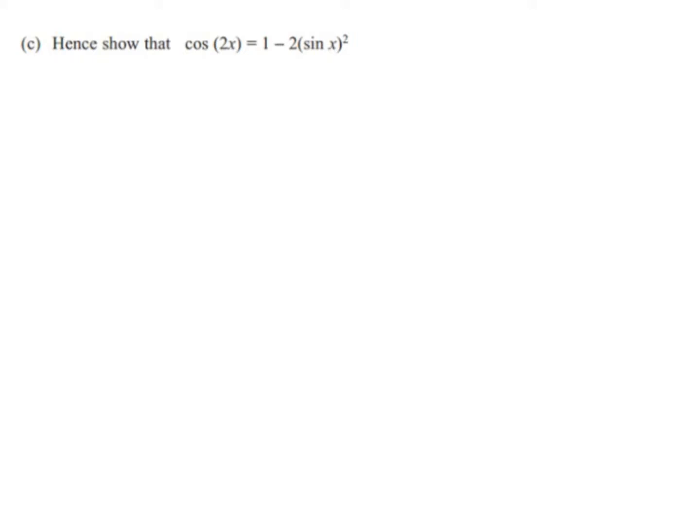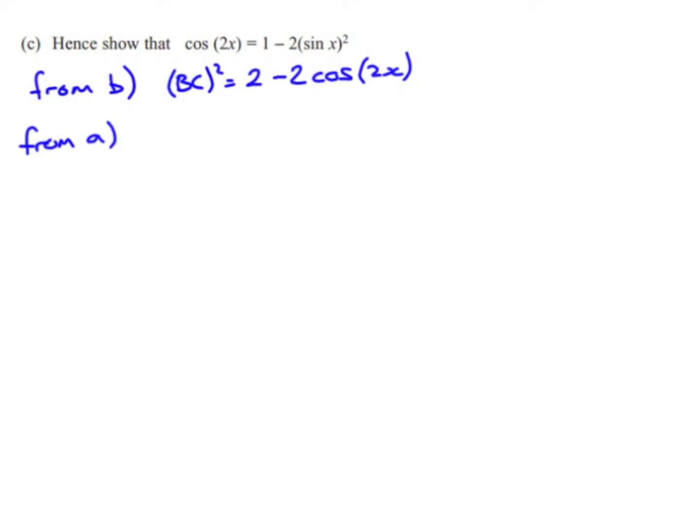Now the final part of this question looks completely different to what we've just been doing. We need to show that cos of 2x is equal to 1 minus 2 lots of sine x squared. But from part B of the question, we know that BC squared is equal to 2 minus 2 cos 2x. And from part 2 of part A, we know that BC was equal to 2 sine x.